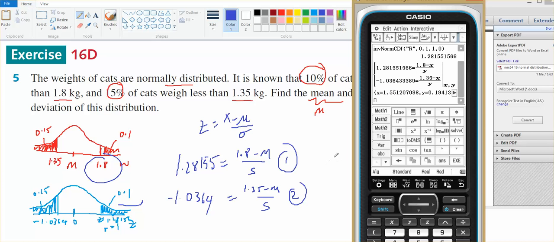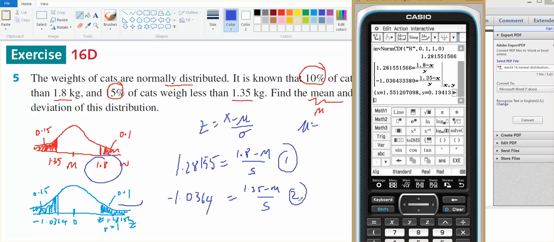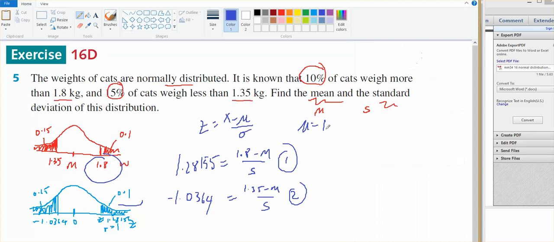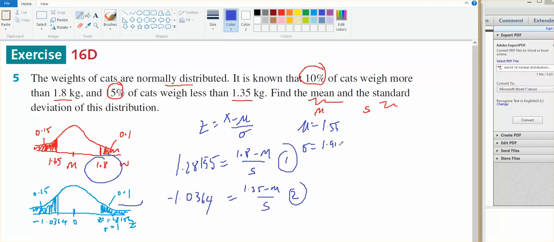So I've got a mean of 1.55 and a standard deviation of 1.94. And that makes sense because the mean of 1.55 sits there. Here we go.